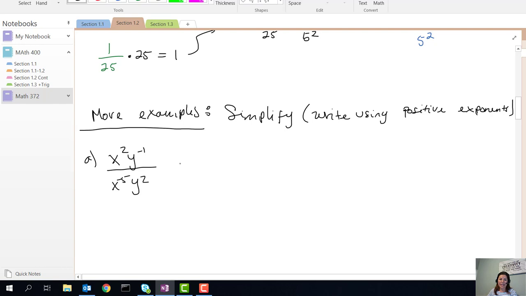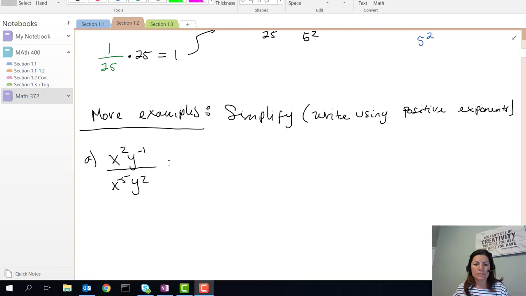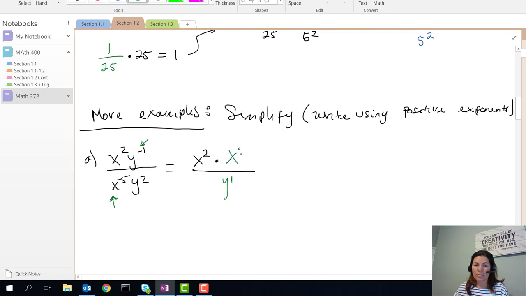So the first thing that I am going to do is change the negative exponents to positive exponents. So notice that I have a y to the minus 1 on the top, so that's going to go to the bottom. So I'm going to say y to the minus 1 becomes y to the 1, and I still have my y squared on the bottom. And notice that I have x to the minus 5, and so the x to the minus 5 is going to go to the top as x to the positive 5.